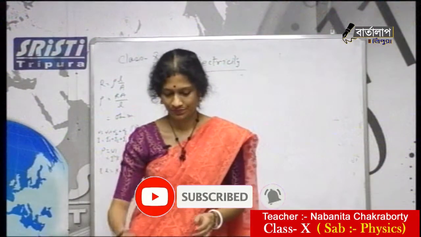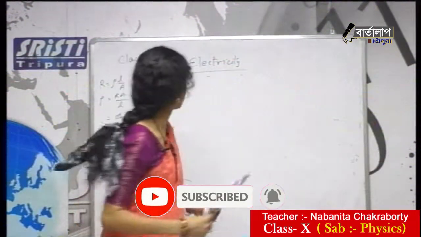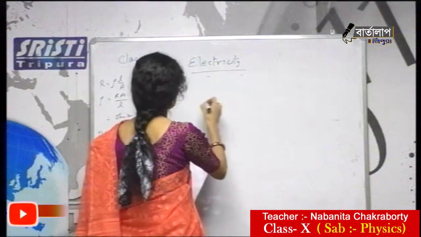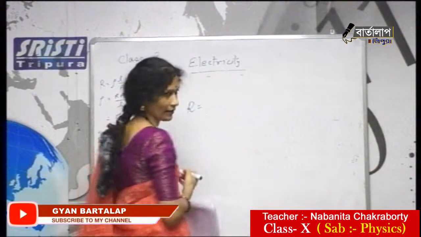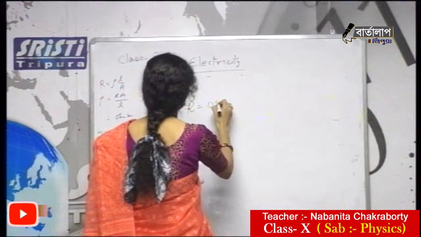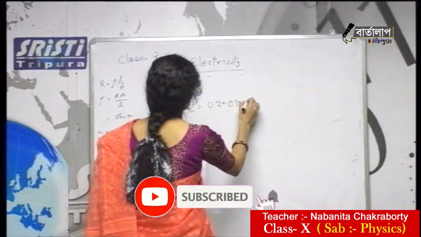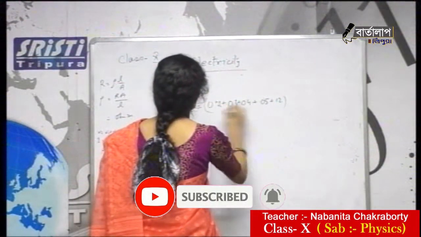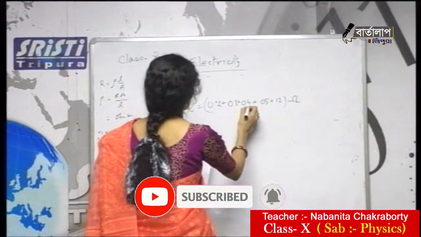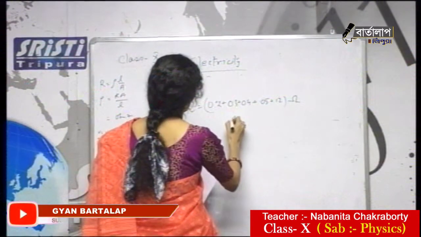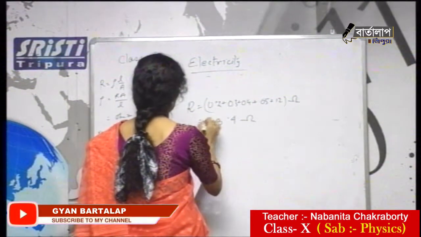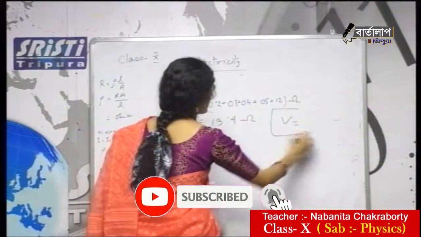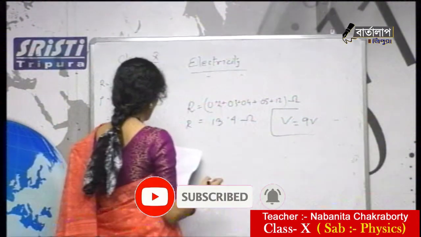So what will you do? The question is a battery of 9 volts connected in series with resistors. That means I have to first find R. 0.2 plus 0.3 plus 0.4 plus 0.5 plus 12 ohm. 3, 5, 9, 13.4 ohm. And V is given. What is the value of V? It is 9 volt.